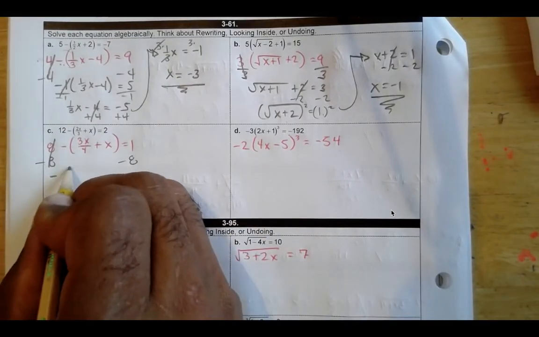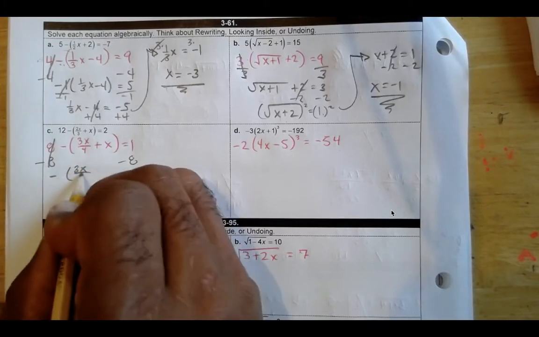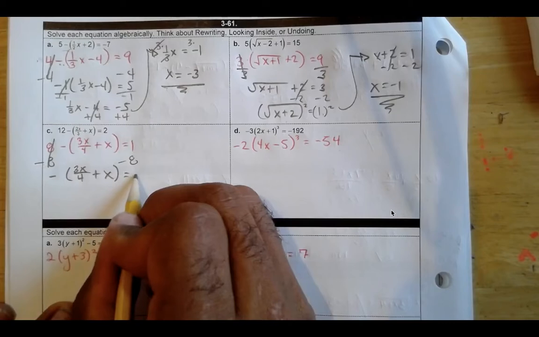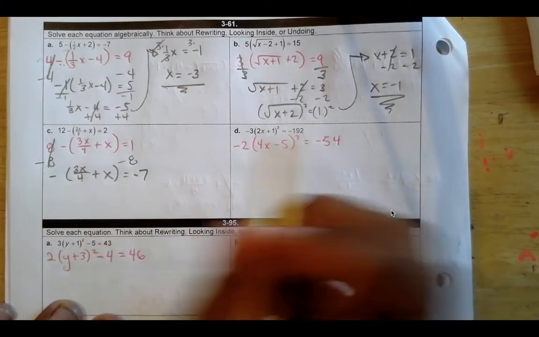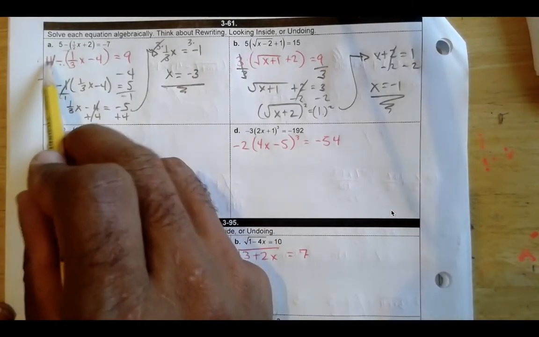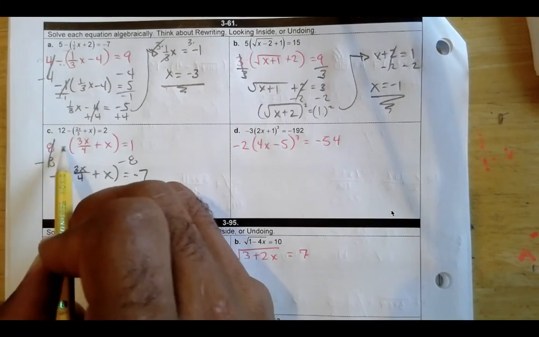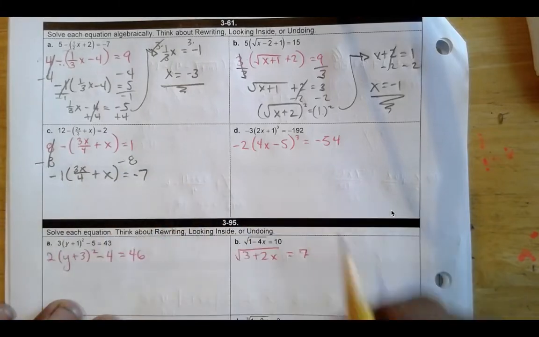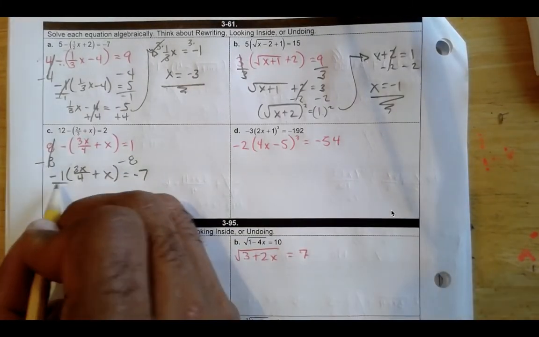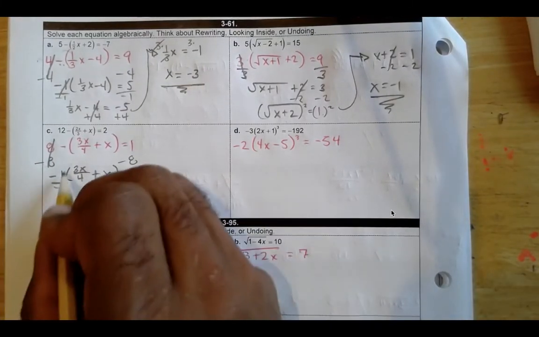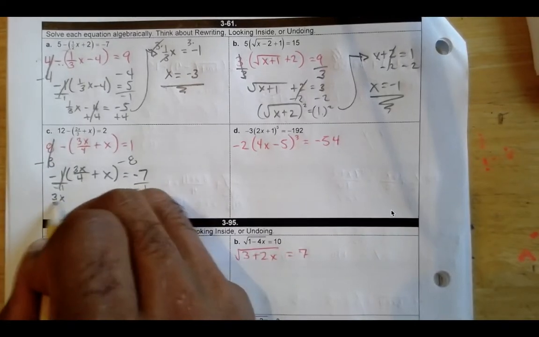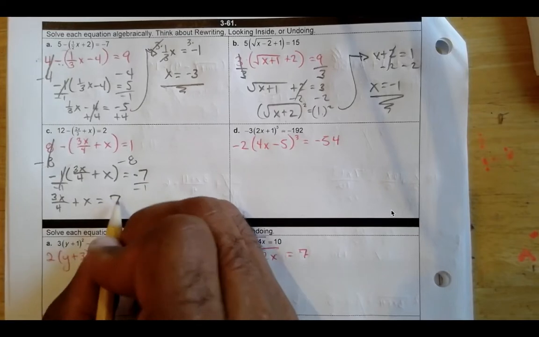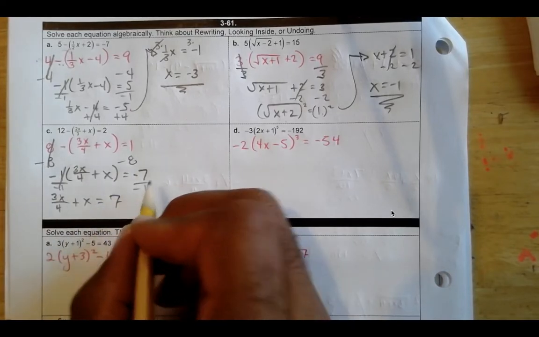So then we end up with negative 3x over 4 plus x equals negative 7. Okay, again, that's very similar to this one, right? You got this number in the front. It's not negative. It just happens to be that it's 8 minus this whole thing. So this is really a negative 1. So the same thing like before. Divide both sides by negative 1. And then we get 3x over 4 plus x equals positive 7, because it's negative 7 divided by negative 1.